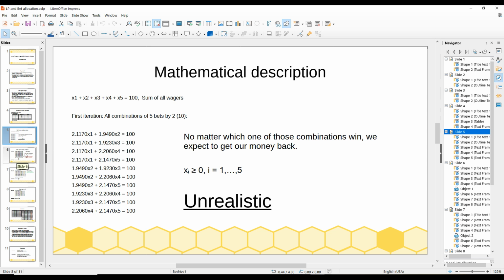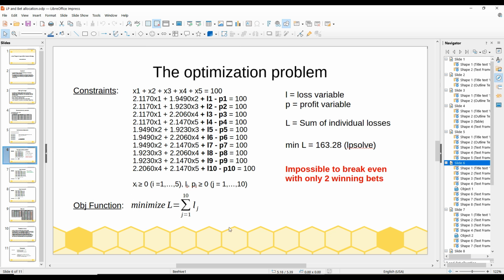Okay, so let's convert this set of equations to a linear programming problem. We will do that by introducing 2 extra variables, an L variable and a P variable. L represents loss and P represents profit. Every combination of those bets has its own loss and profit variable. Now for the first combination, there are three possibilities.